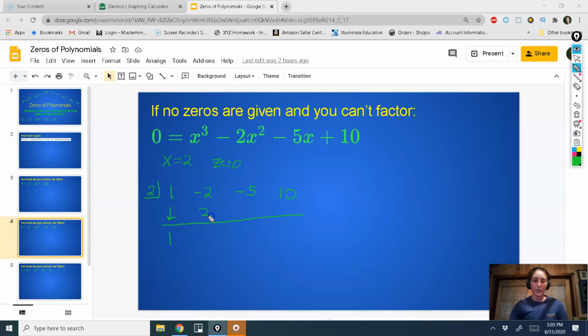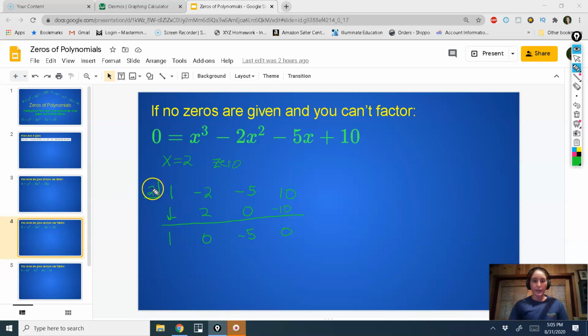1 drops straight down. 2 times 1 is 2. That'll give us 0. 2 times 0 is 0. That'll give us negative 5. When we add together, 2 times negative 5 is negative 10. Add these together, get 0. Great. This is a zero because when we threw it into synthetic division, we got a remainder of 0. So perfect.